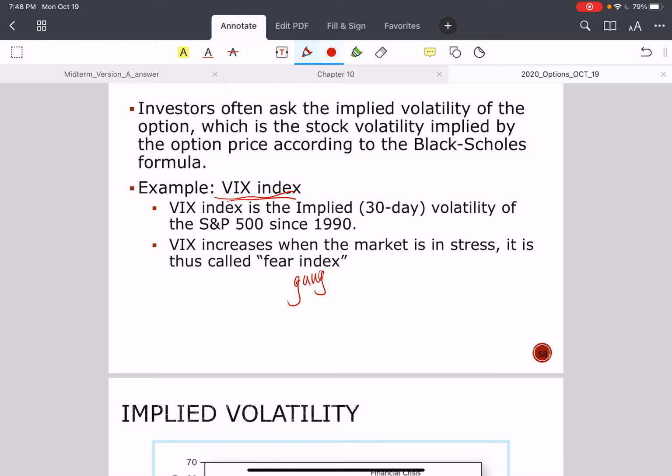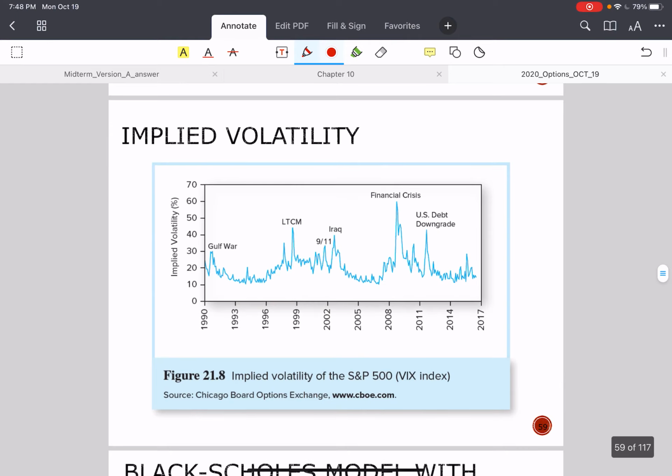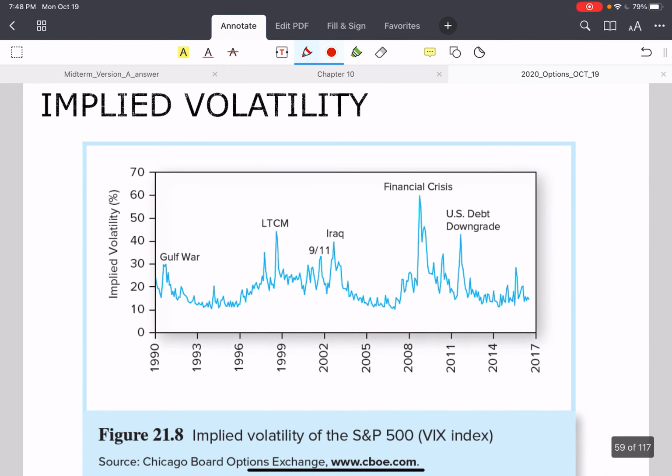Why does it have such a name? The reason is because whenever the market drops, VIX would increase. Generally, it's almost 80 or 90% of the time. So there is this negative correlation between VIX and market performance. So that's why it is called fear index, right? It basically says if the market is in fear, if the market is in panic and drops, then VIX will increase. Empirically, you can see this is indeed the case.